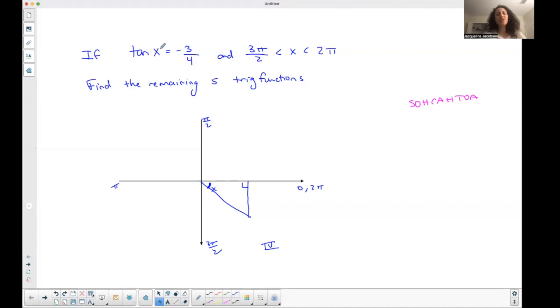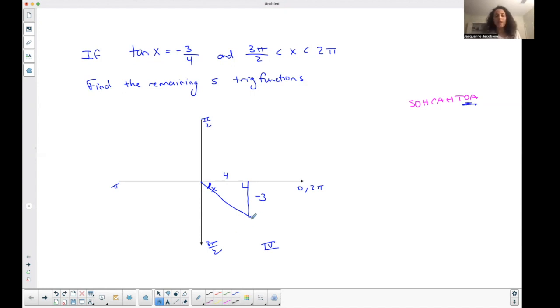So if tangent of x is negative 3/4, I know that tangent is opposite over adjacent, but I'm in quadrant 4. So the opposite is negative, adjacent is positive. Now, I wouldn't typically draw negatives on a triangle, but the negatives are just indicating where I'm located, okay? That's just going to help me with my signs when I do the other trigonometric functions. So you'll see what I mean. Again, this is one approach.